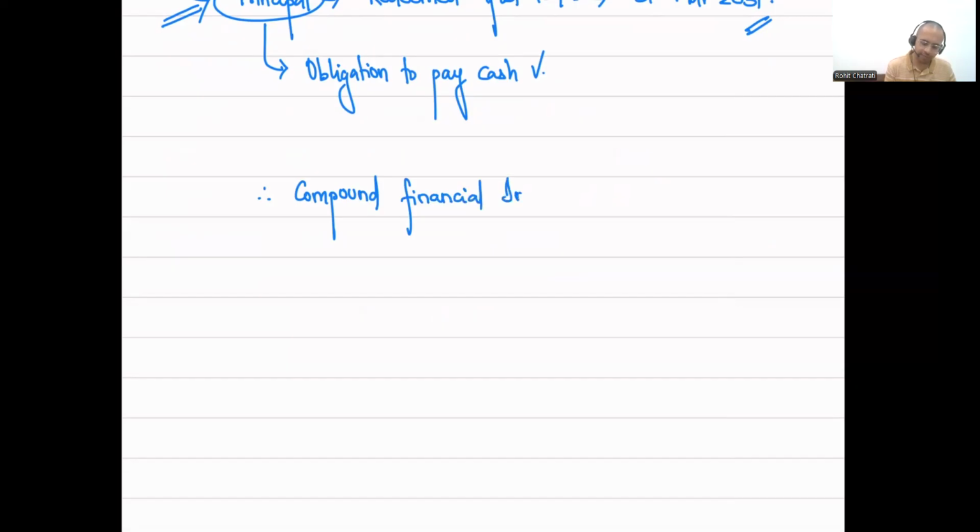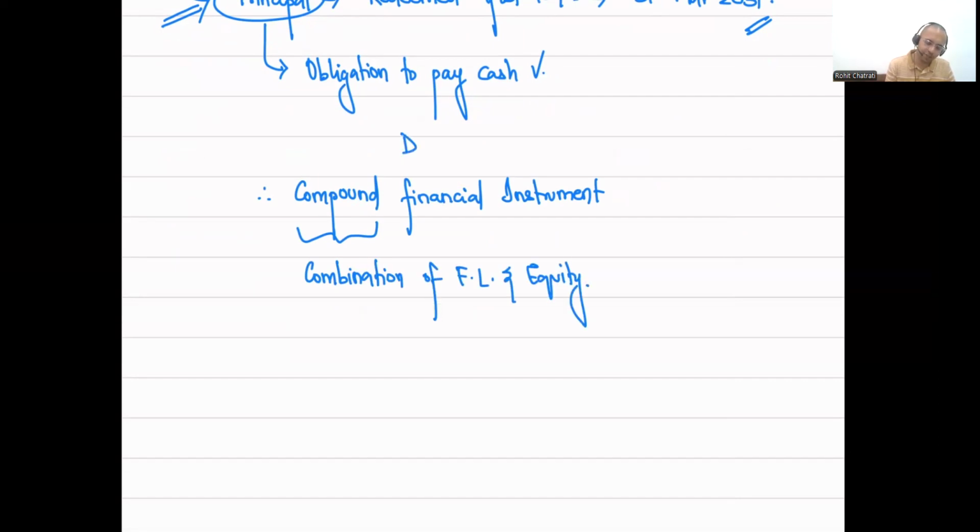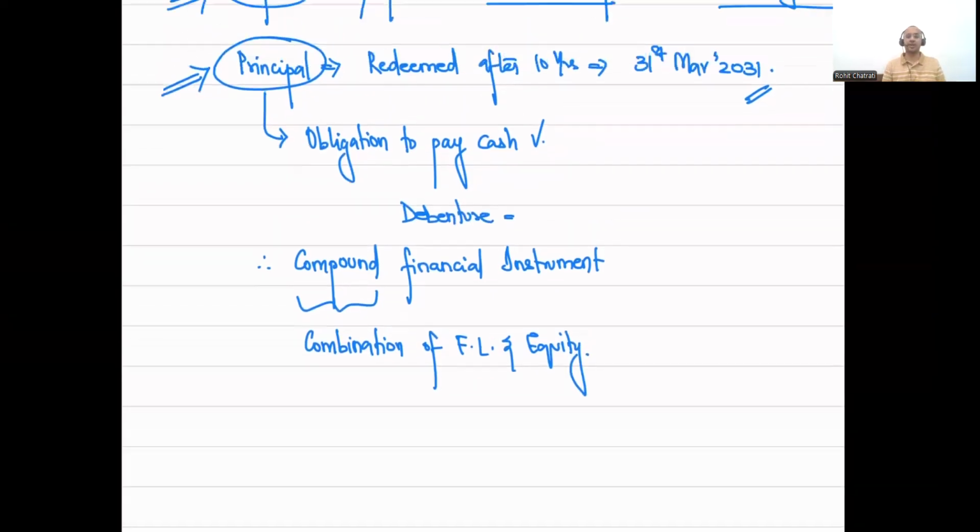If you look at the name itself, the term compound basically refers to a combination. This is a combination of financial liability and equity, and therefore we are going to classify this debenture as a compound financial instrument.